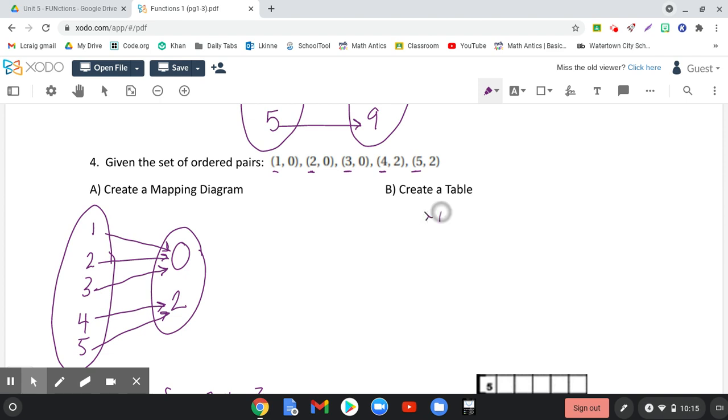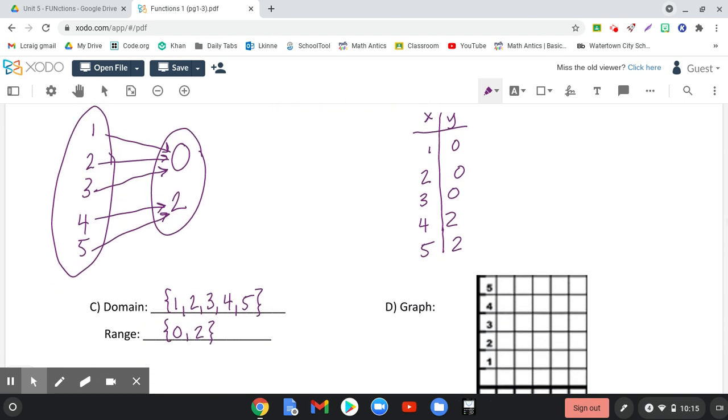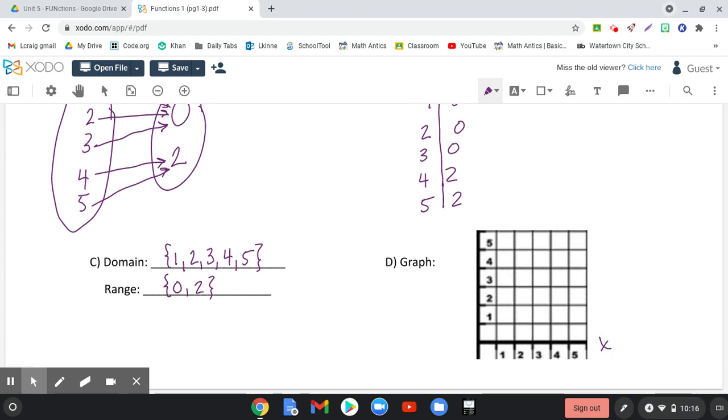Your table, X, Y. This should be easy. Just take those points and list them vertically. Right now they're horizontal. So 1, 0, 2, 0, 3, 0, 4, 2, 5, 2. And now we can draw it graphically because sometimes it's easier to see what's happening on a graph. Remember, your horizontal axis is X and your vertical is Y. So we had 1, 0, which is here, 2, 0, 3, 0, and then 4, 2. So over 4, up 2, and then 5, 2, over 5, up 2.